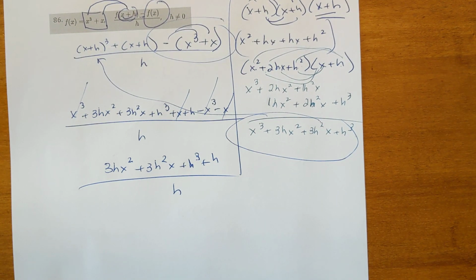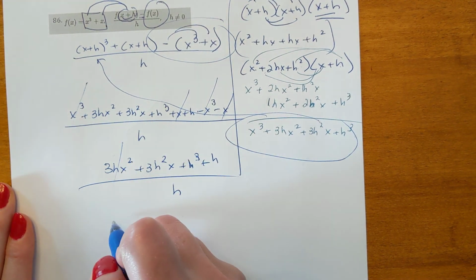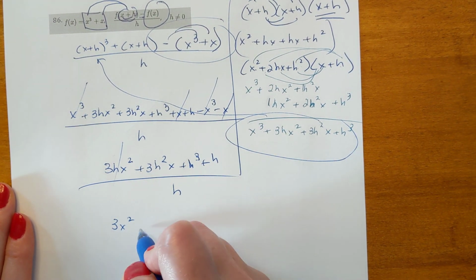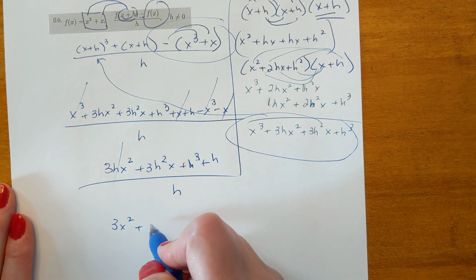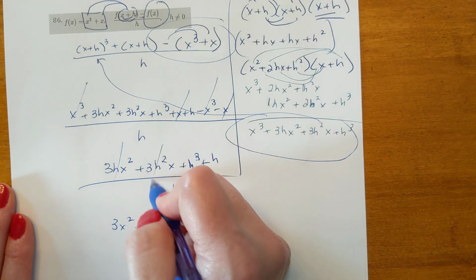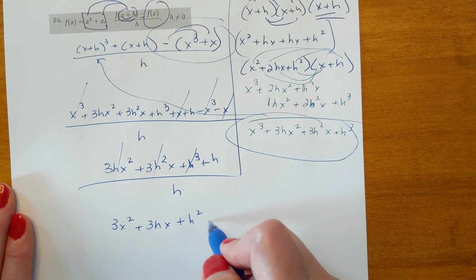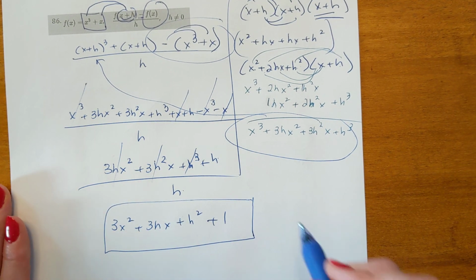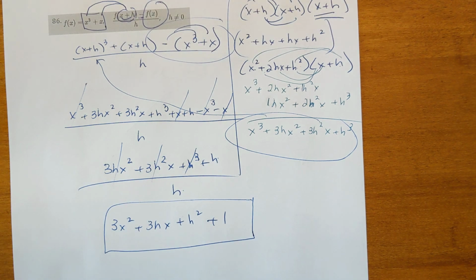So everything gets divided by h when it's on the bottom, so divide everything by h. So that h is gone, so it's 3x squared, and then instead of 2 you're going to have 1 h there, and then that's 2 h's. And then h divided by h is the number 1. So the answer to the whole thing then is 3x squared plus 3hx plus h squared plus 1.